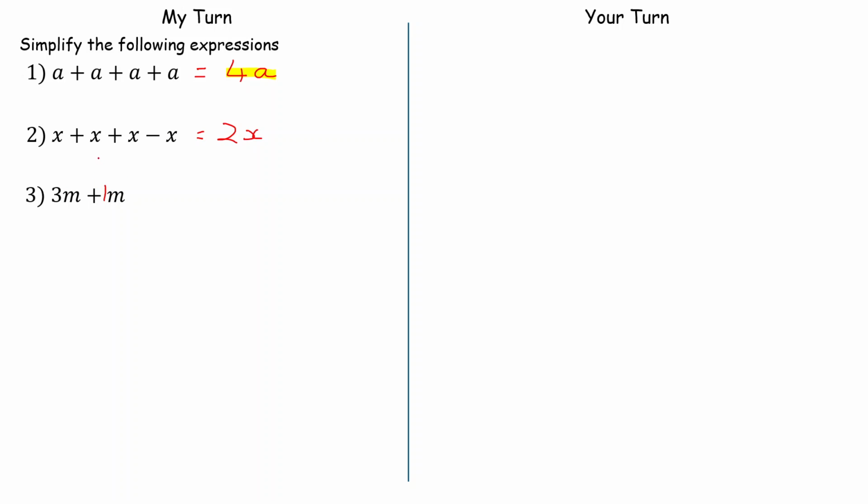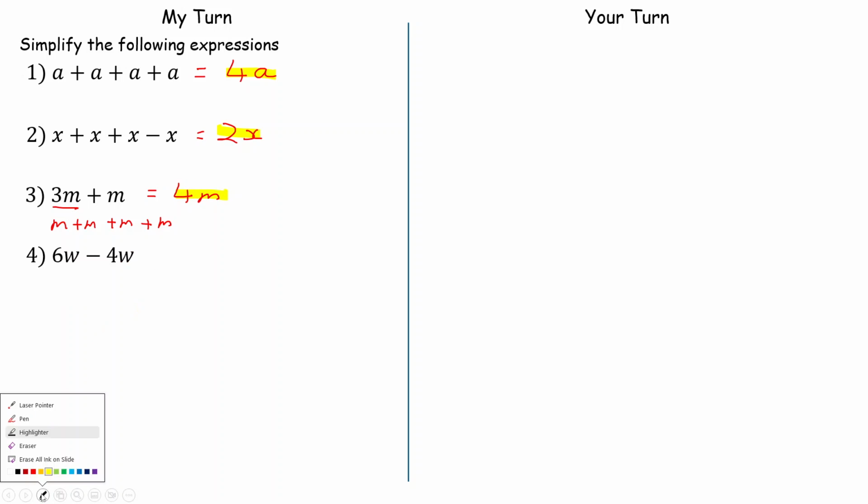Well, to write it out in long, if you wanted to, 3m means m plus m plus m. That's the first part. If you're adding on another m, you can see you've got 4 m's. So 3m plus m is going to give you 4m, because we know that 3 add 1 is 4. So that is your answer for the third one. So 2x and then 4m.